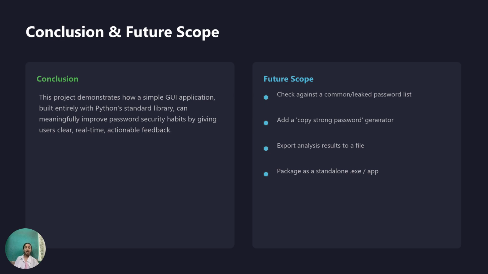Looking ahead, there are a few directions I would like to take this further. This could be extended by checking passwords against a list of commonly leaked passwords. So something like "password1!", which technically passes all five of my current rules, will still be flagged as predictable and unsafe.